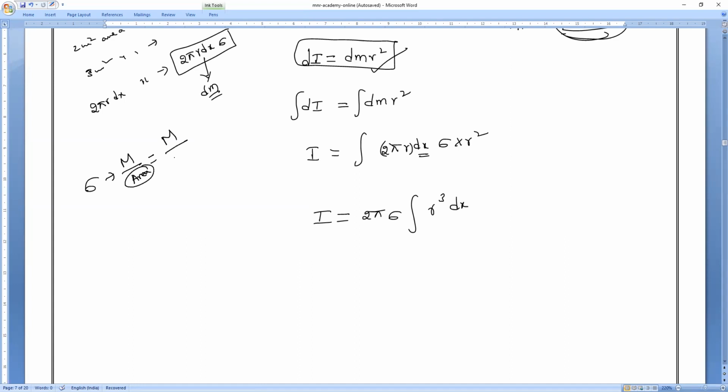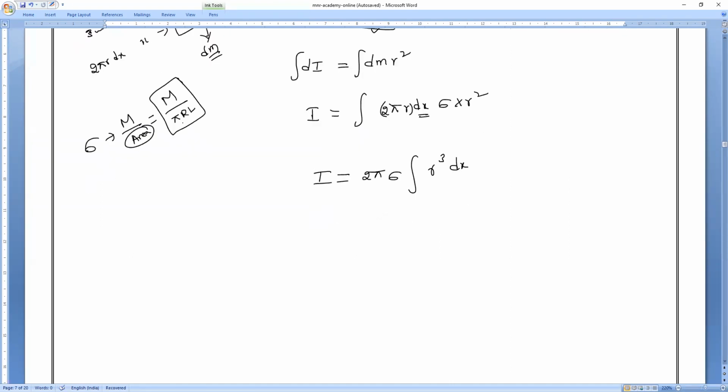Area of a cone formula. For a hollow cone, pi into r into L. That is the area of the cone. So sigma equals m divided by pi r L. So I will replace this: 2 pi into sigma, how much? 2m divided by pi r L. Integration of r cube dx. Is it possible to do this integration? No, it is not possible.